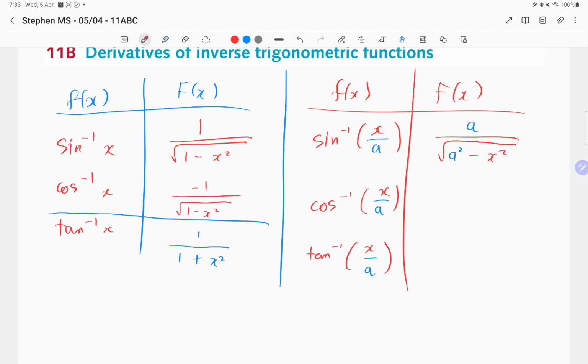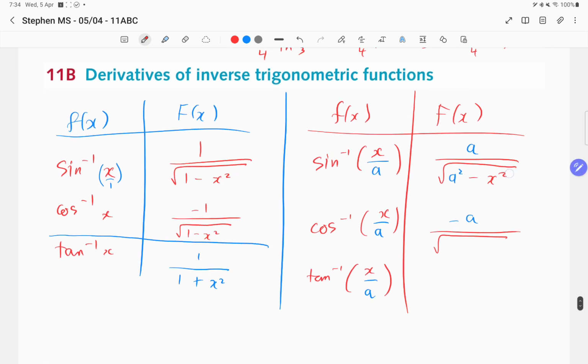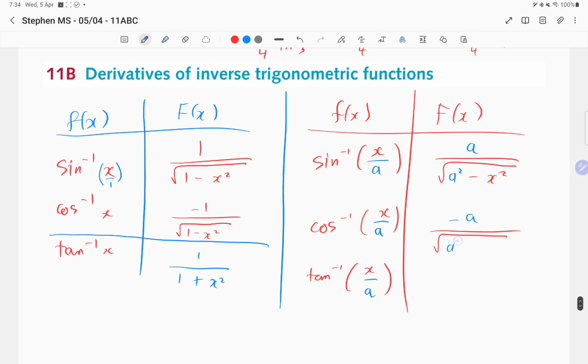The trick is to think of this one as x over 1, and that's why this is like 1 over 1 squared. So the base formula still stands; it's just that a is 1. So x divided by 1 gives 1 over the square root of 1 squared minus x squared. And the cos version is basically the same. You just get minus a over the square root of a squared minus x squared.